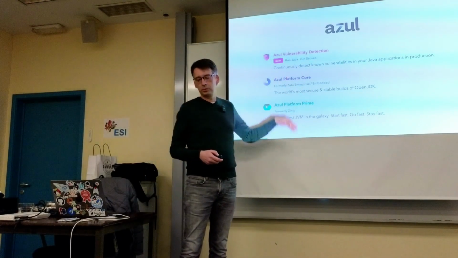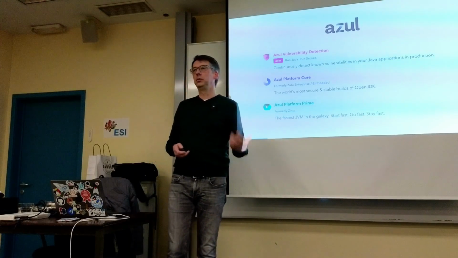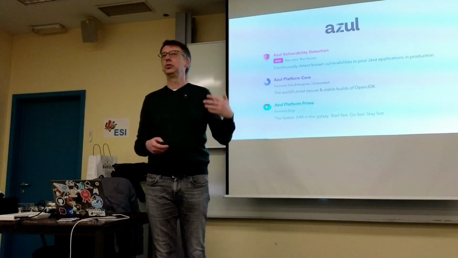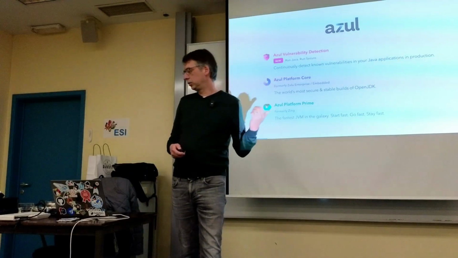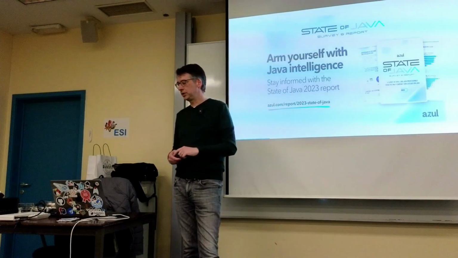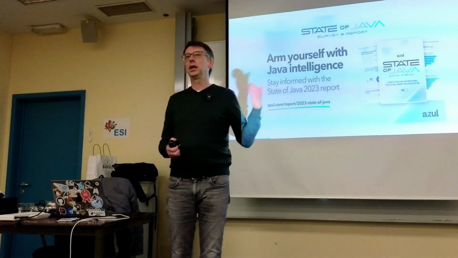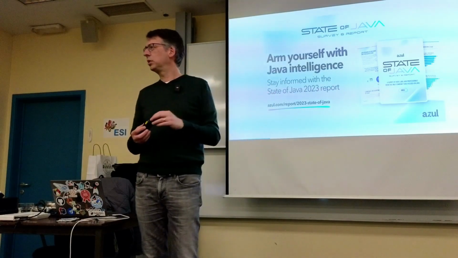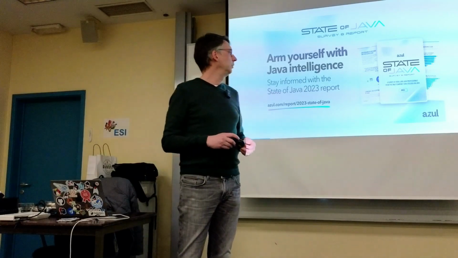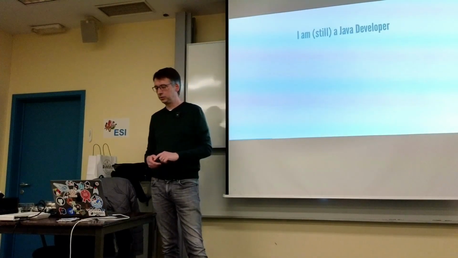And we also have some tools around Java. So Azul is really a Java-oriented company. We only do Java. We do support, we do licenses, but only Java. And it's also within this company that the CRaC project was born. If you are interested in the state of Java, we have a very nice report that we published, I think 1 month ago, something like that. You find it on the azul.com website. I invite you to find it there.